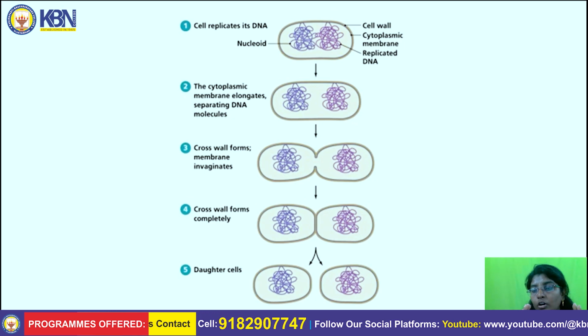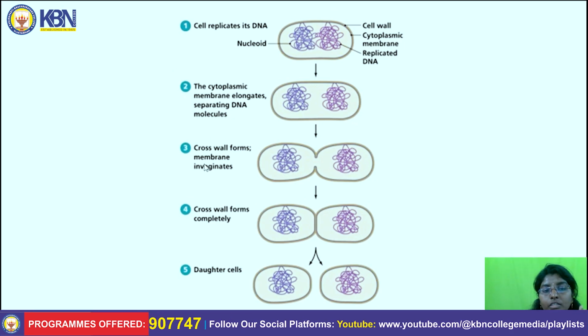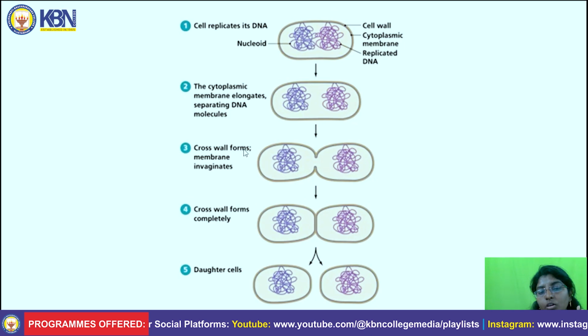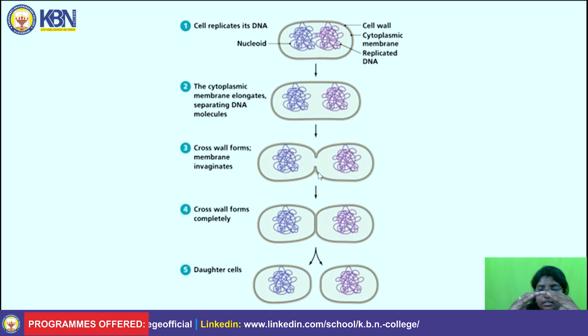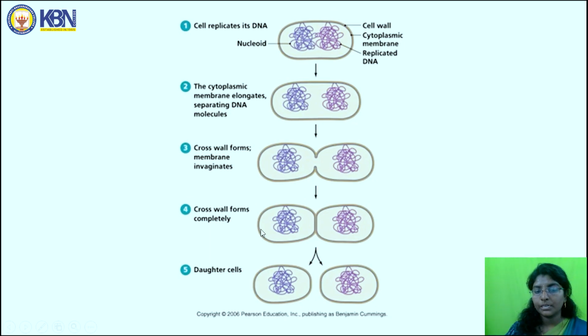They are getting elongated. And next, in the third step, a cross wall forms by membrane invagination. The wall is invaginating like this. They grow inwards, and a cross wall is formed from the upwards and the downwards like this. And next, in the fourth step, the cross wall forms completely like this.